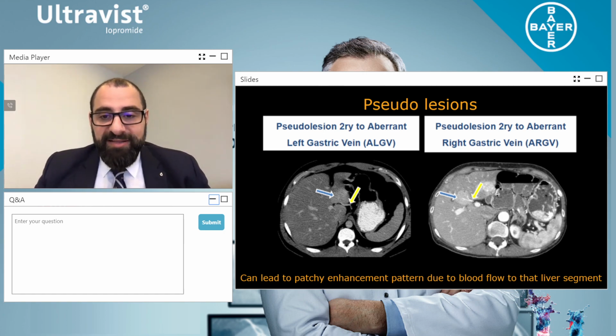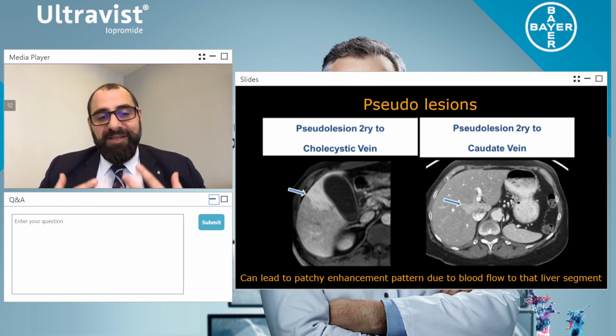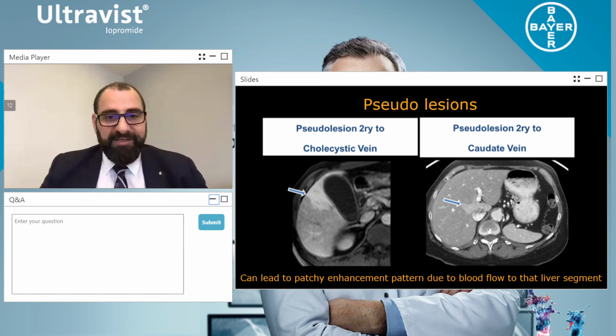So if we look more again at this pseudo lesion, remember when we talked about patchy enhancement, if you look at the image to the right, this is the first lobe of the liver. Remember I said that between 3 and 5 seconds there is a difference between the first lobe and the peripheral lobes of the liver. They have different enhancement patterns. So that's why having a contrast that is viscous, as well as having saline, allows you to do this.